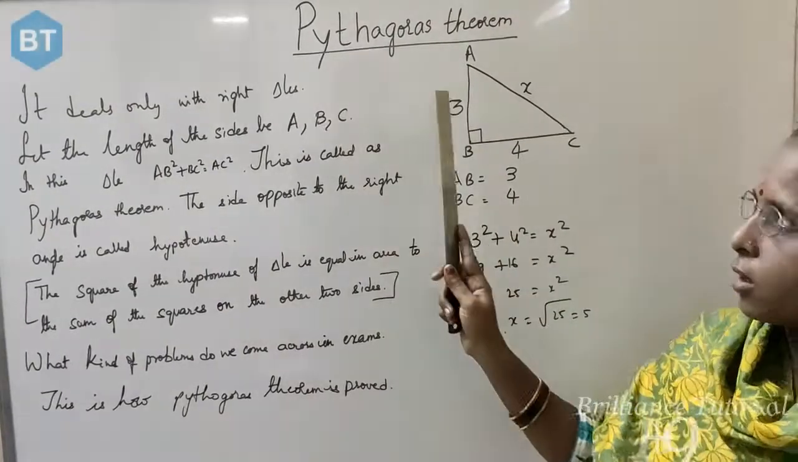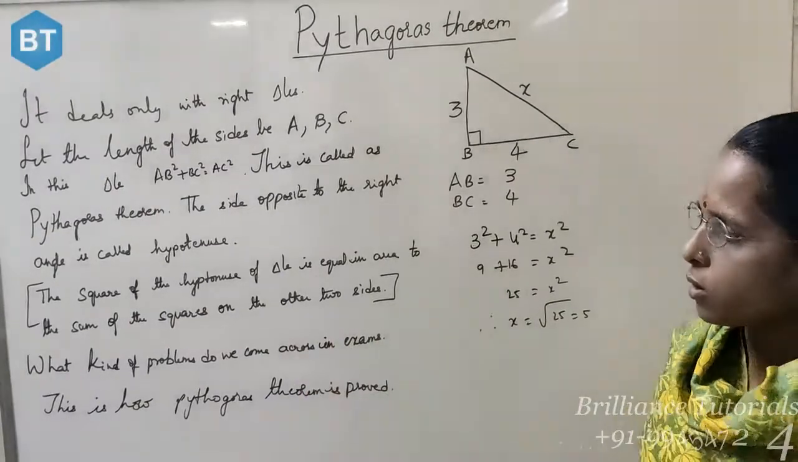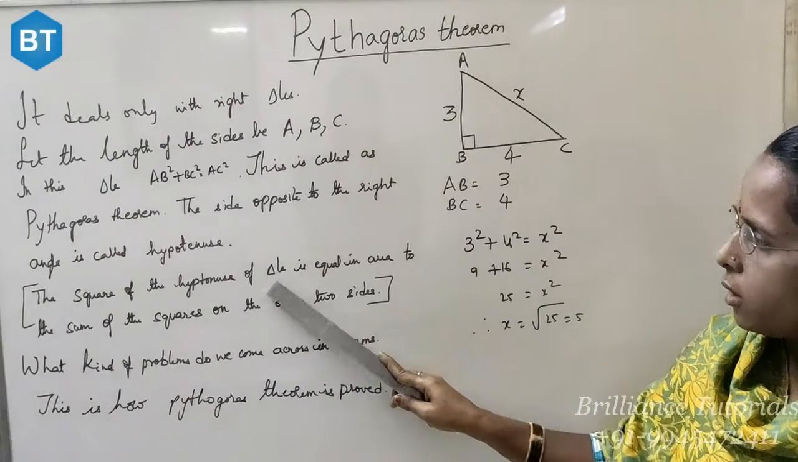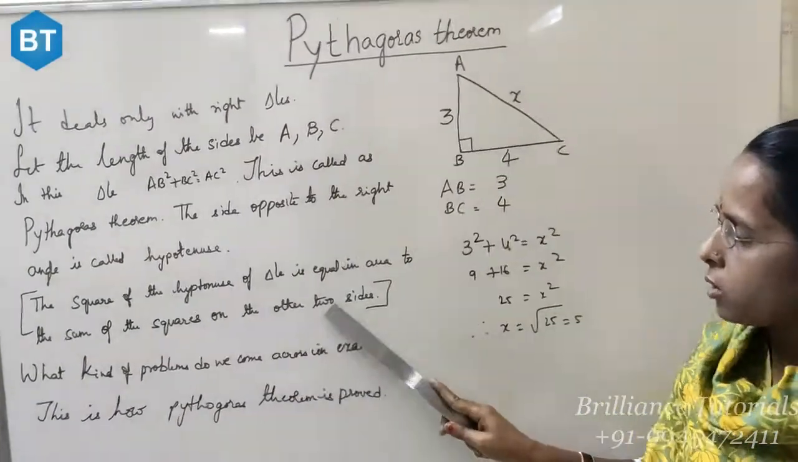Children, here you can see I have written the statement of the Pythagoras theorem. What is the Pythagoras theorem? The square of the hypotenuse of the triangle is equal in area to the sum of the squares on the other two sides.